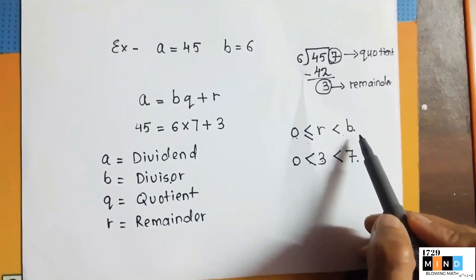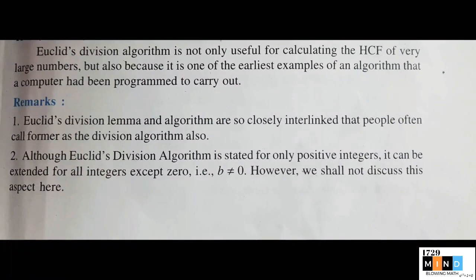So guys, Euclid's division algorithm is not only useful for calculating the HCF of very large numbers, but also because it is one of the earliest examples of an algorithm that a computer has been programmed to carry out. The first remark is that Euclid's division lemma and algorithm are so closely interlinked that people often call the former the division algorithm also.